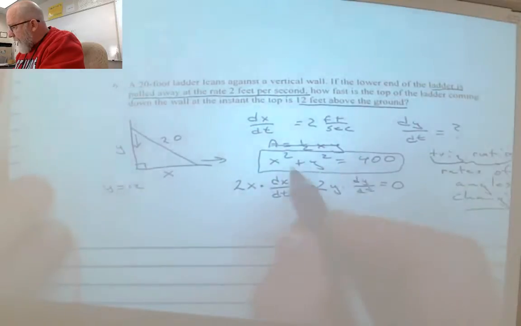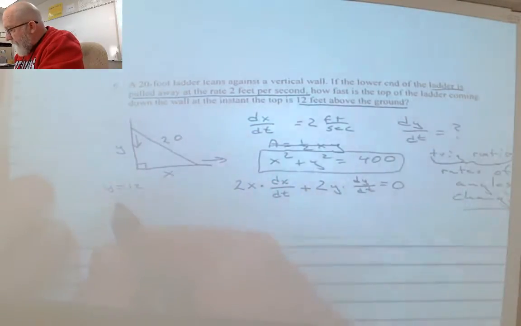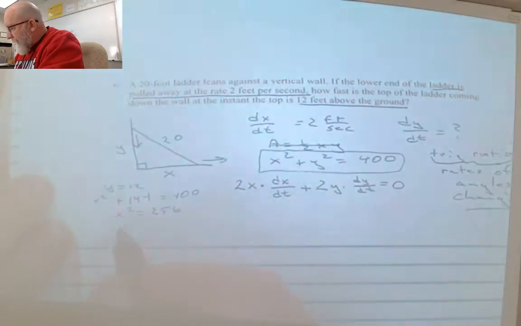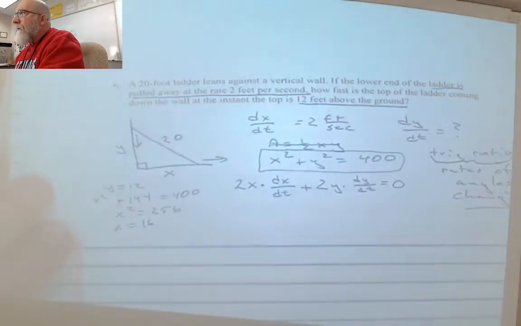Yeah, so I could plug 12 in for y here, correct? Do you know what 12 squared is off the top of your head? 144. Over here I have x squared, over here I have 400, correct? So I get x squared equals 256, and so x has to be 16. I know it could be positive or negative, but negative is dumb in this case. Would you agree? Everybody okay with that?